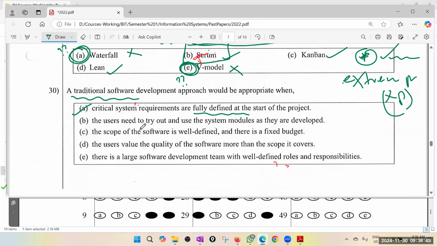The users need to try out and use the system models as they are developed. Then you need to go for iterative or prototyping. The scope of the software is well defined and there is a fixed budget. Go for waterfall, traditional development, because it is well defined. The users value the quality of the software more than the scope it covers. What is that?